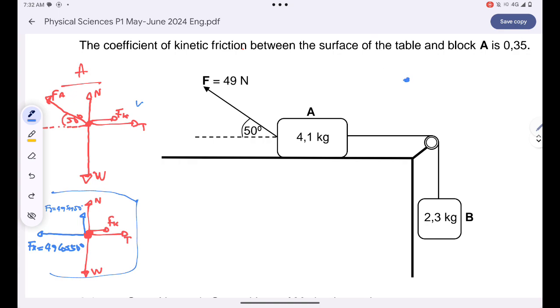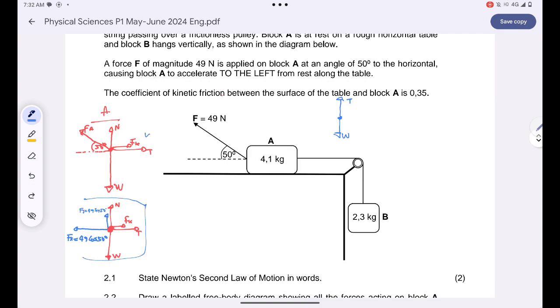And then for block B, we only have two forces. There's weight as well as the tension, which might pull the block upwards. Actually, I should not say might, because since A is accelerating to the left, that means the block is being pulled upwards.